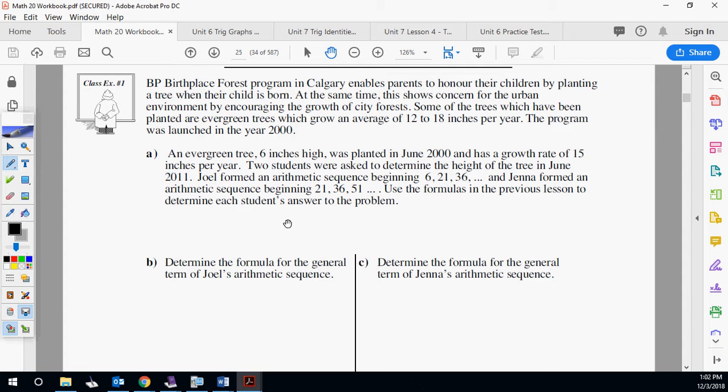Now, before I get started any further, the hardest part about these is accounting for your starting year. If you have a tree that was 18 inches when you planted it, and your T1 is 18, remember, that is before any growth happened. Everybody gets confused about where to start T1. You can start your T1 anywhere you want. You just have to know what that means.